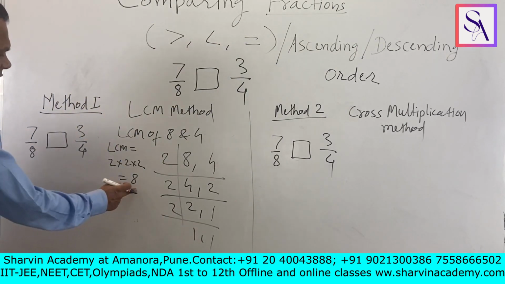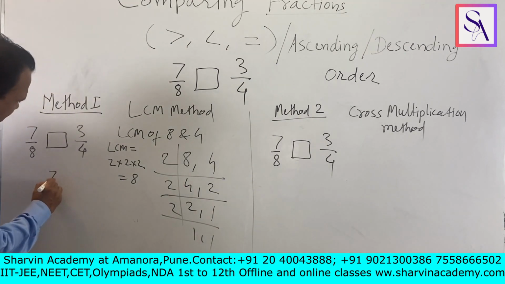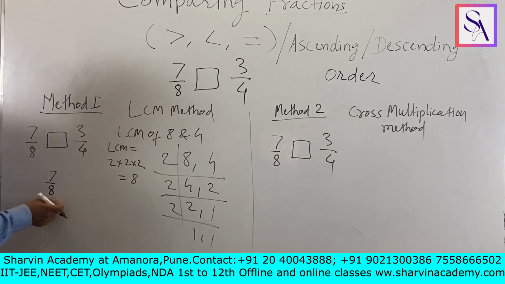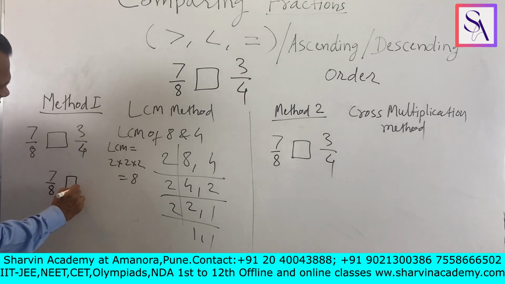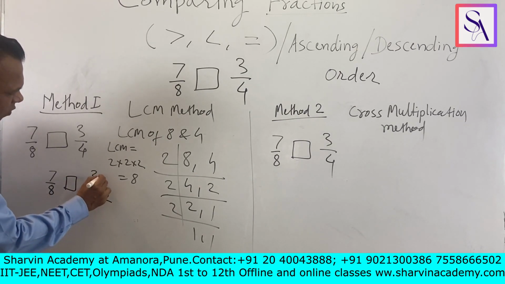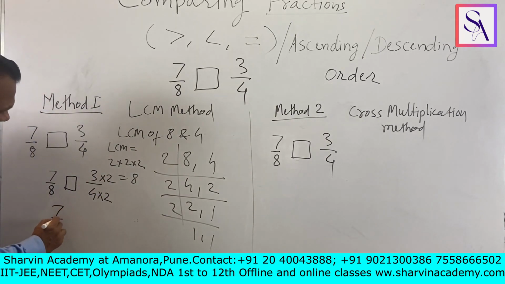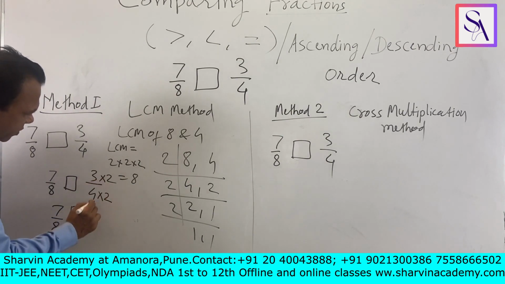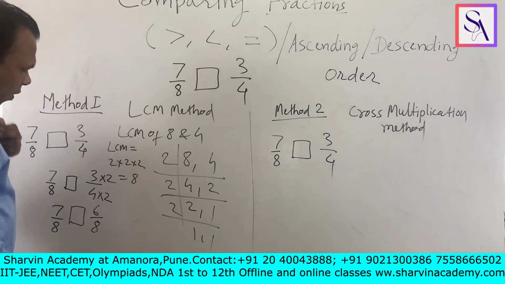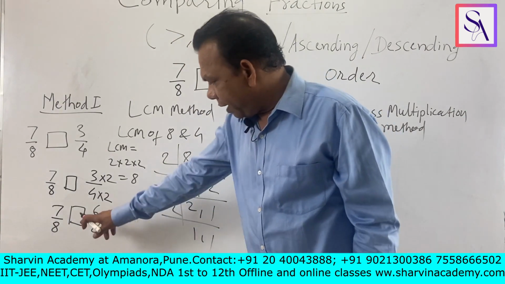So, 8 is the LCM. I have to make this 7 by 8, here 8 is already there, so no need to change this 7 by 8. Then 3 by 4, I have to make this 4 as 8. So, what do I have to do? I have to multiply by 2, so I have to multiply the numerator by 2 as well. So, 7 by 8 and this one is 6 by 8, right. Now we can easily identify which one is greater, 7 by 8 or 6 by 8.